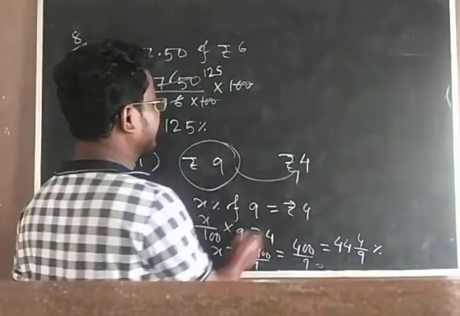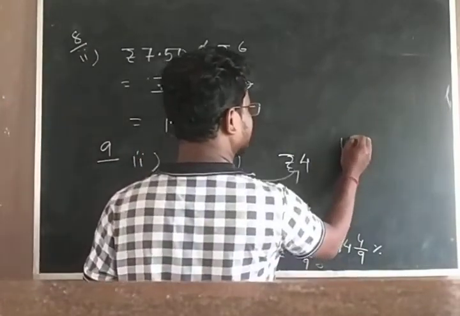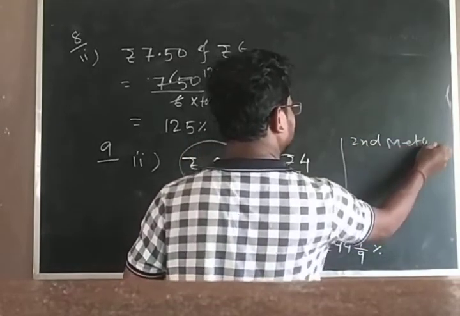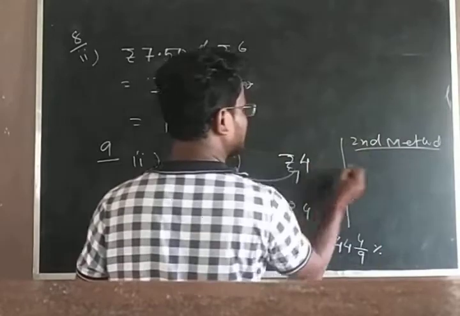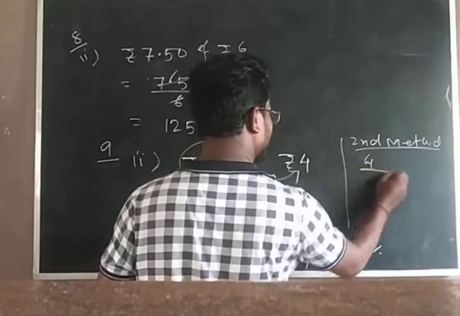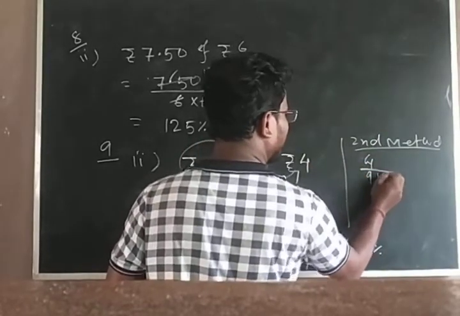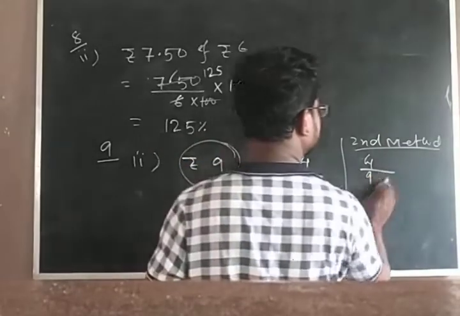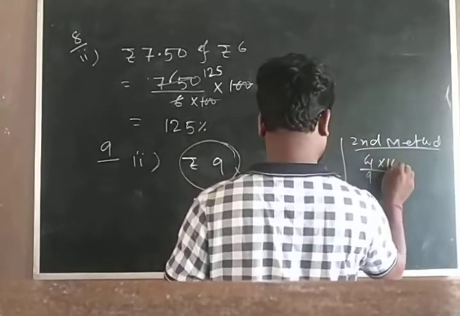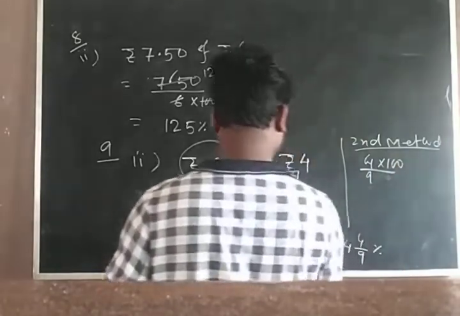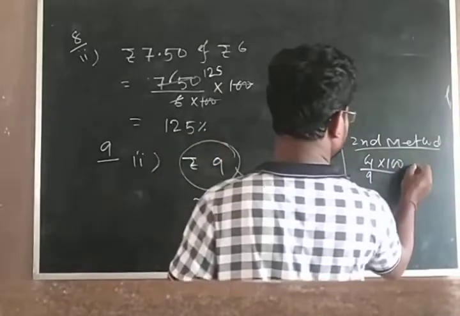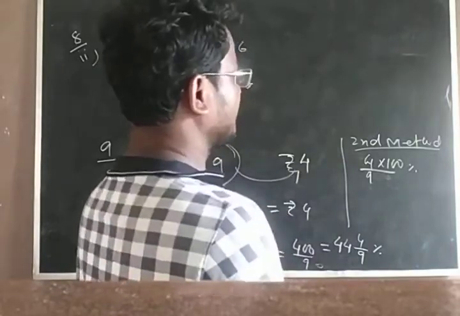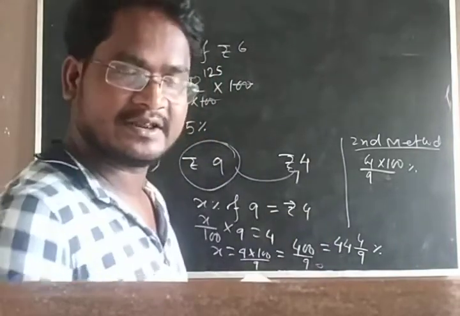If you do it directly by the second method, what percent is rupees 4? So you have to write 4 by 9 of what percent? 4 by 9 of what percent means 100, directly. Then you can get the same result.